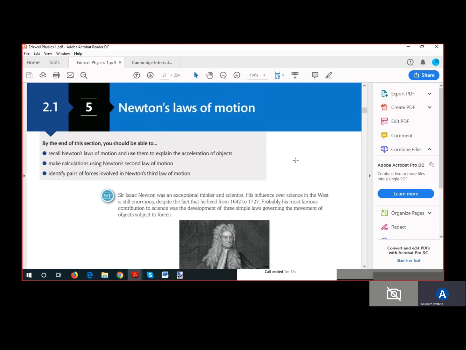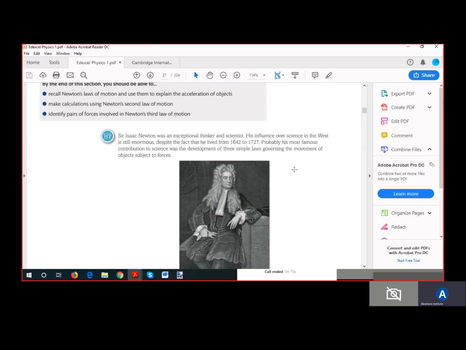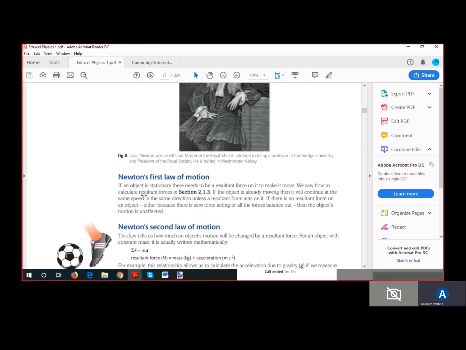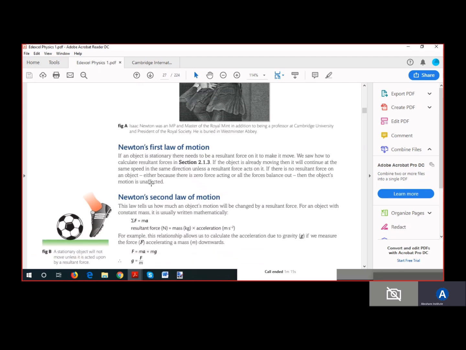For example, if you don't mention certain keywords, you will not get the mark for the definition you write. So the definition should have certain words like resultant force. You know, the word resultant has to be there. So if you say the force is 0, that is not sufficient, because it is the resultant force that is 0 if an object is in equilibrium. So let's see the first law.